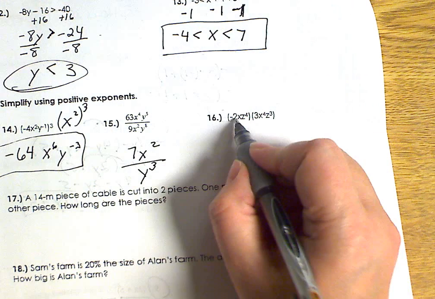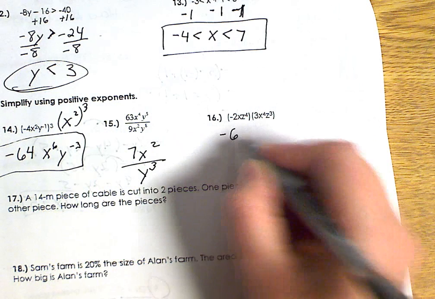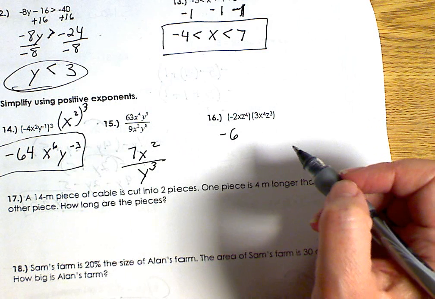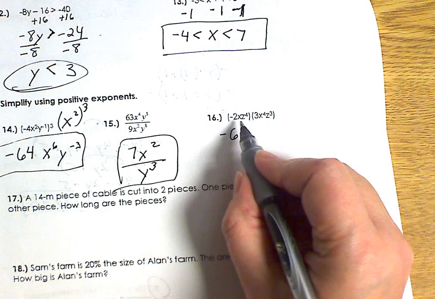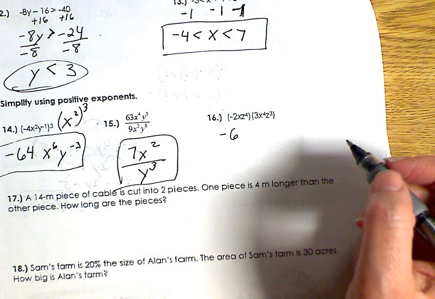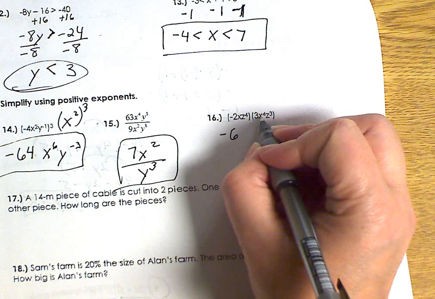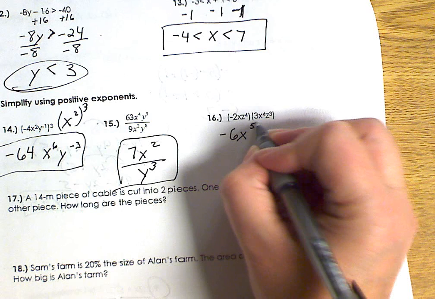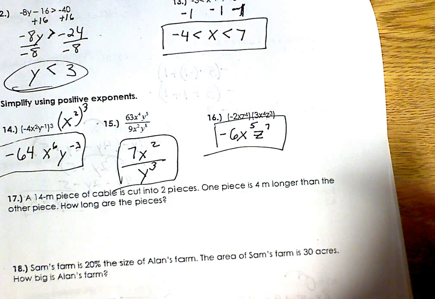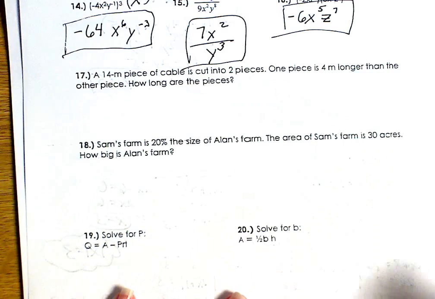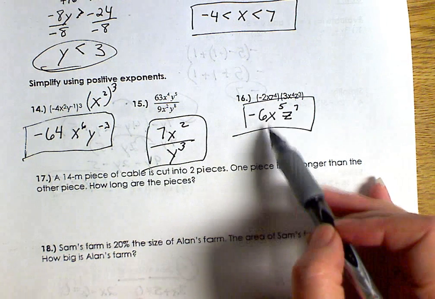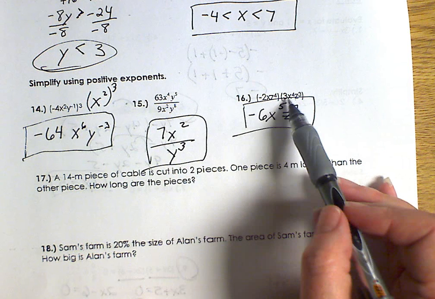Negative 2 times 3 is negative 6. When I multiply variables, what do I do to the exponents? Add them. So I have x, and I have x to the 4th, so that's x to the 5th. z to the 4th, z to the 3rd, we have z to the 7th. So all you do is distribute for that one? Pretty much you are distributing, but you're really just combining your like terms, because you have to do x's with x's and z's with z's.